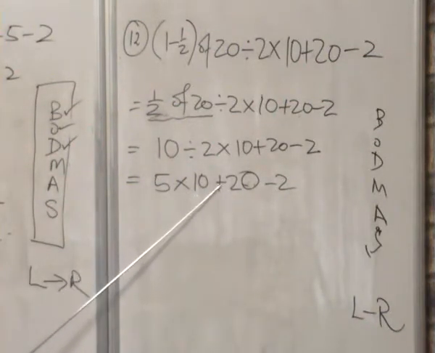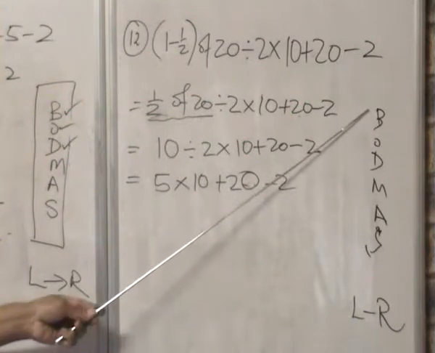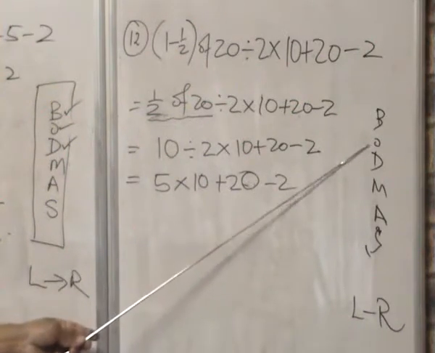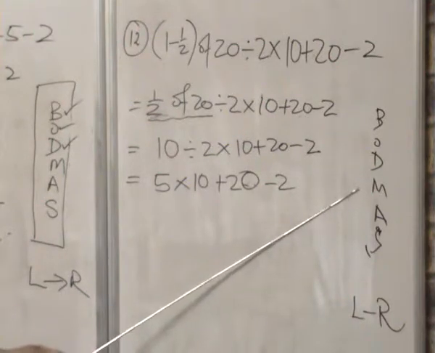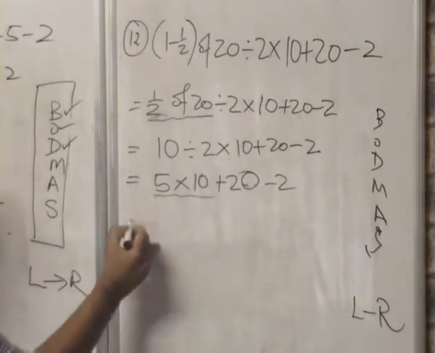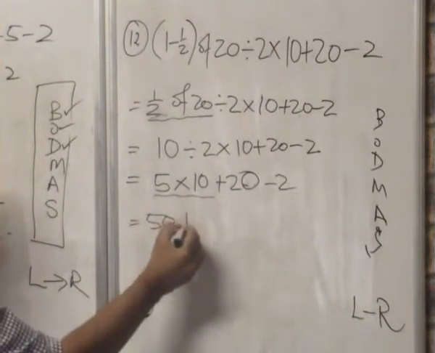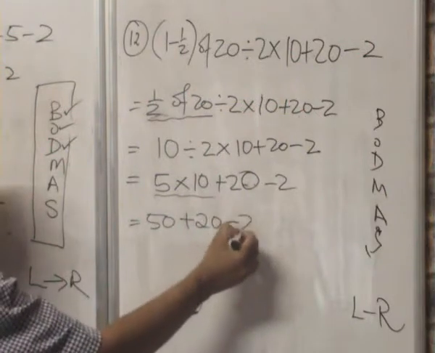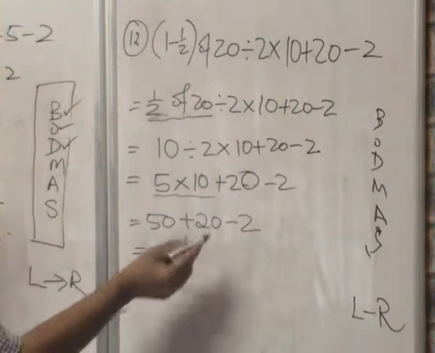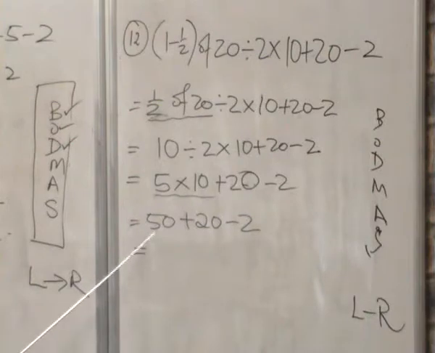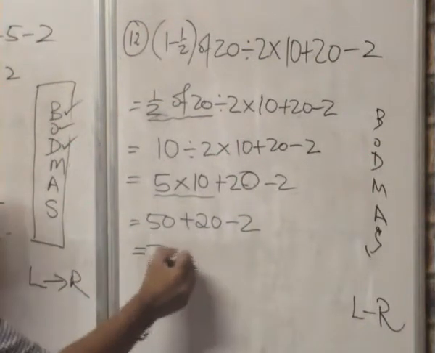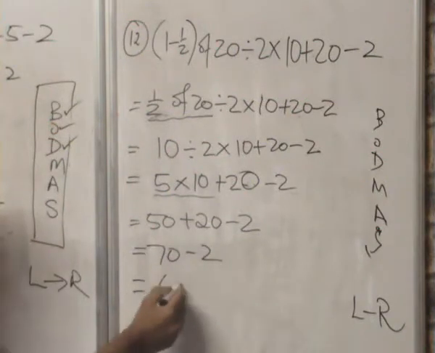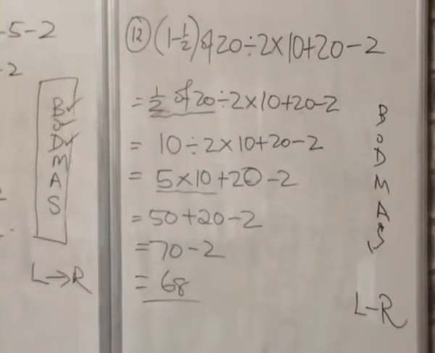Again, you're applying the rule of BODMAS. You're going there and asking yourself, any brackets? No. Any "of"? No. Any division? No. Any multiplication? Yes. So the multiplication has to be done first. So 5 times 10 gives you 50 plus 20 minus 2. And then working left to right, 50 plus 20 is 70. 70 minus 2 gives you 68.